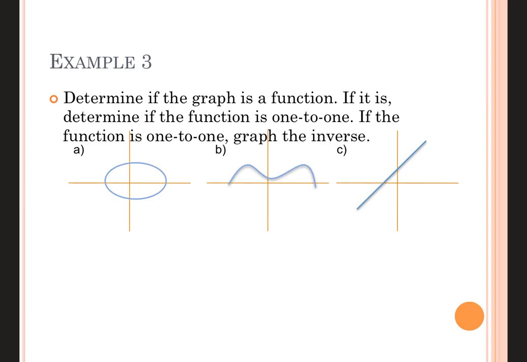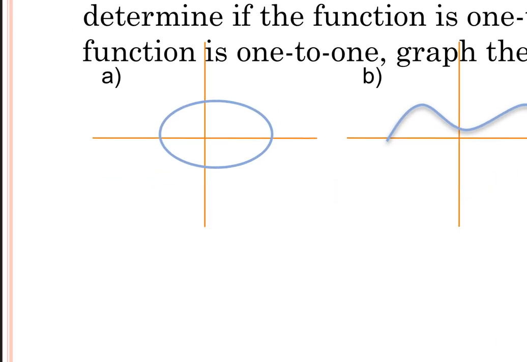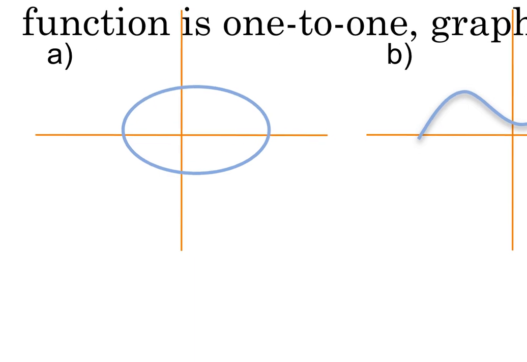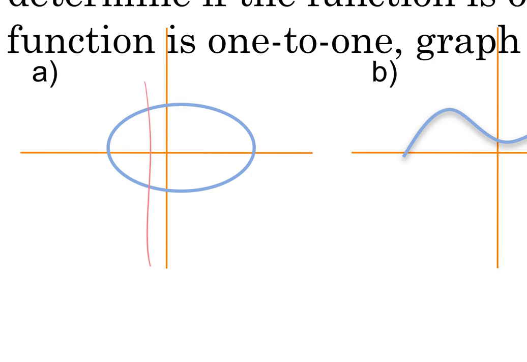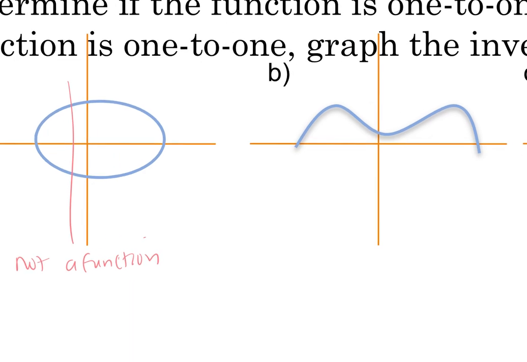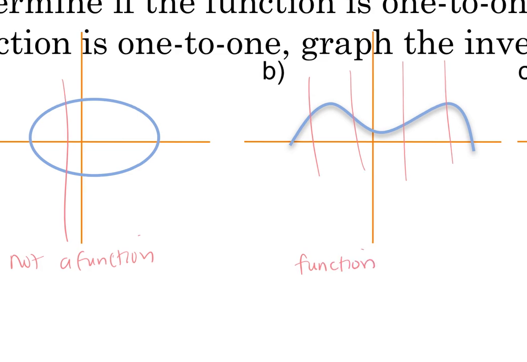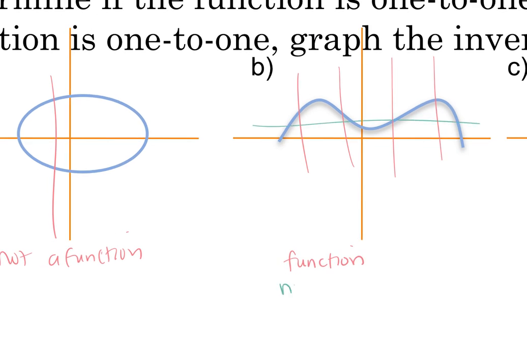All right, so example 3 says determine if the graph is a function, and if it is, determine if it's one-to-one. If it's one-to-one, graph the inverse. So let's start with the first one. A, is it a function? No, fails my vertical line test. It is not a function. I'm done. These are the easy ones. Not a function. Go to B. Is it a function? Yes, it's going to pass my vertical line test. Function. Is it one-to-one? Nope, fails my horizontal.